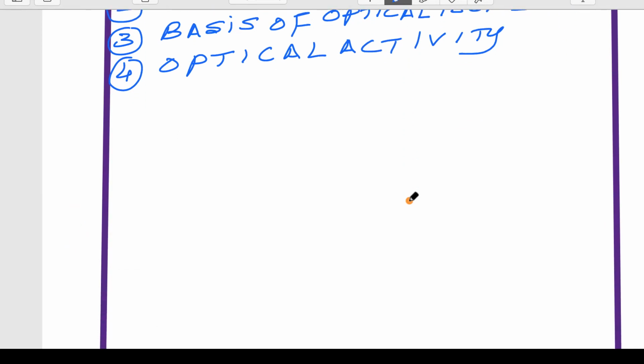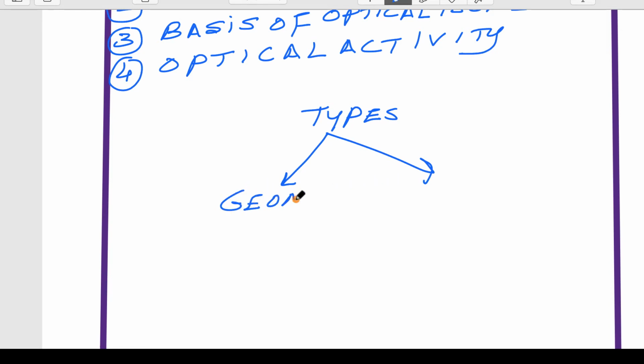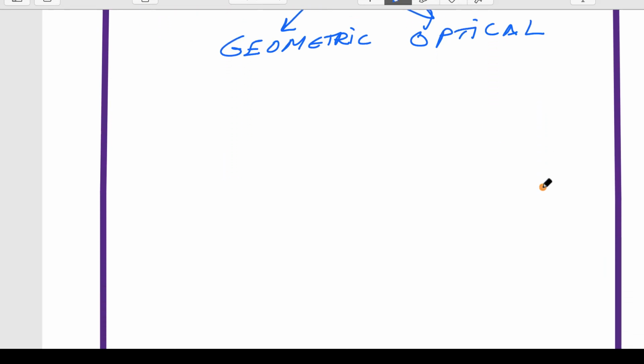Okay, then let us talk about the first one, the types of stereoisomerism. As I discussed in the previous session, there are two types. One is geometric isomerism, where carbon-carbon double bonds are present, whereas the second one is optical isomerism, which is due to the presence of an asymmetric carbon atom. Let us first talk about geometric isomerism.